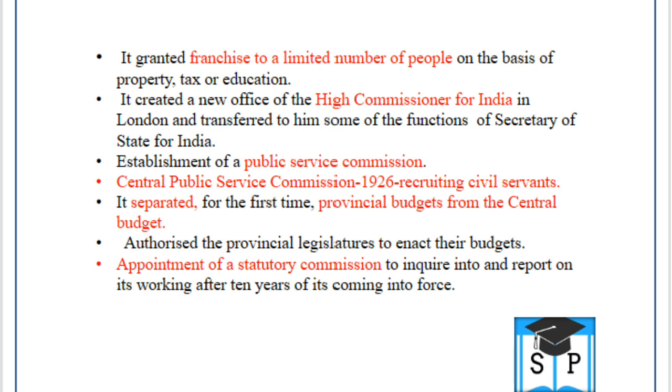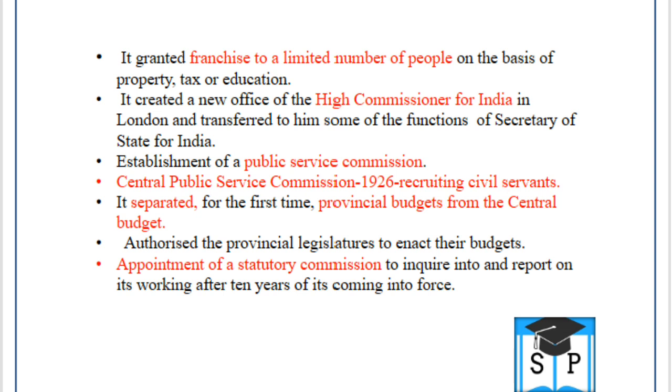This act also provided for the establishment of a Public Service Commission. Hence, a Central Public Service Commission was set up in 1926 for recruiting the civil servants. This act also separated for the first time provincial budgets from the central budget. Earlier, these were all together, and the act authorized the provincial legislatures to enact their own budgets.